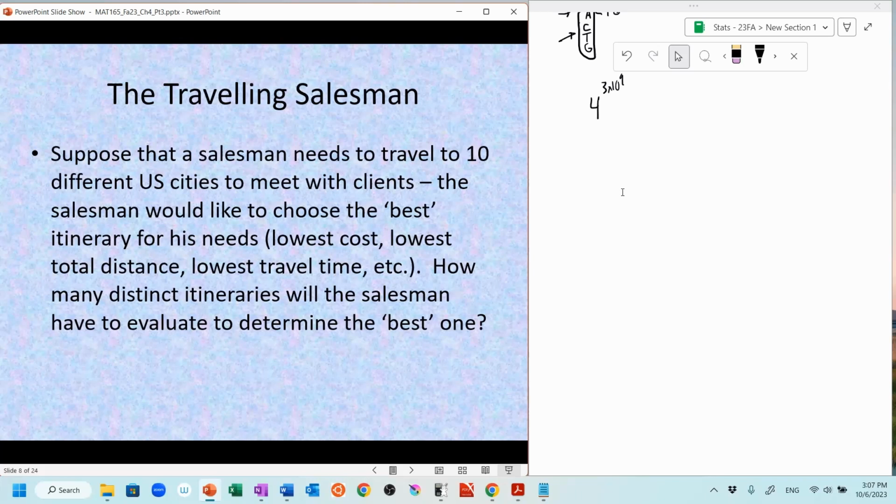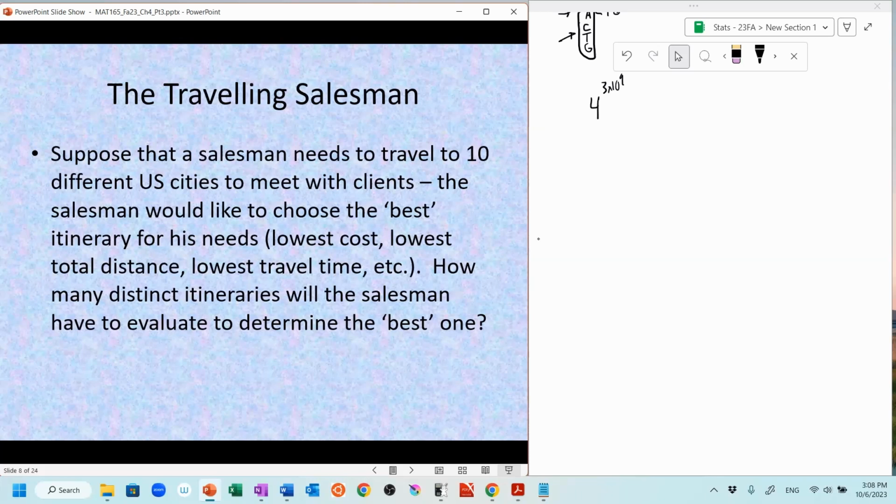The salesman would like to choose the best itinerary for his needs, and in some contexts, maybe the lowest cost or the shortest travel time. So the salesman would like to take each possible itinerary, review it, see what the cost would be, and then pick the one with the lowest cost. How many itineraries does the salesman have to review in order to find the best one?